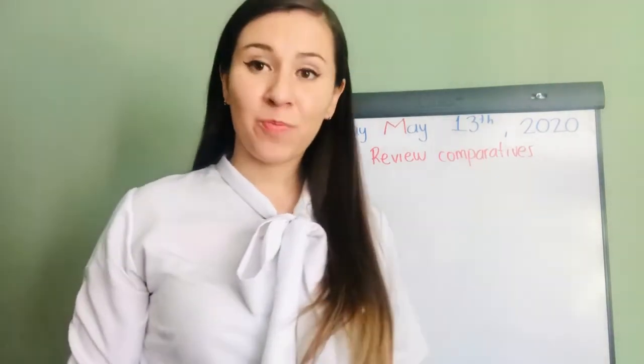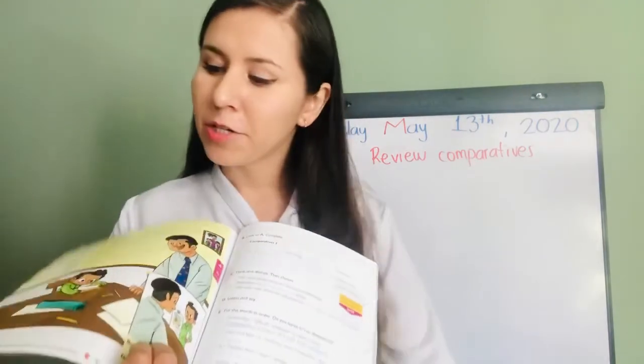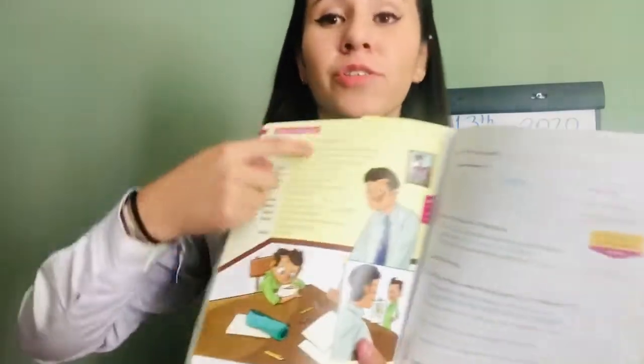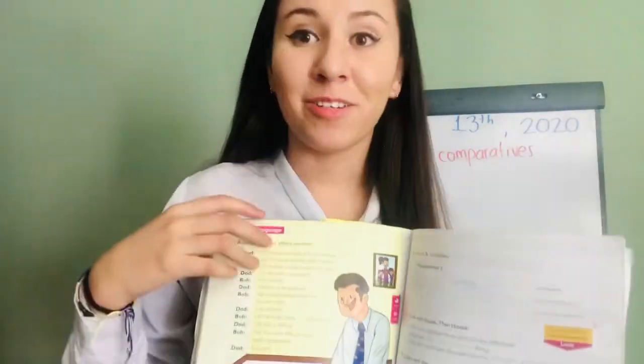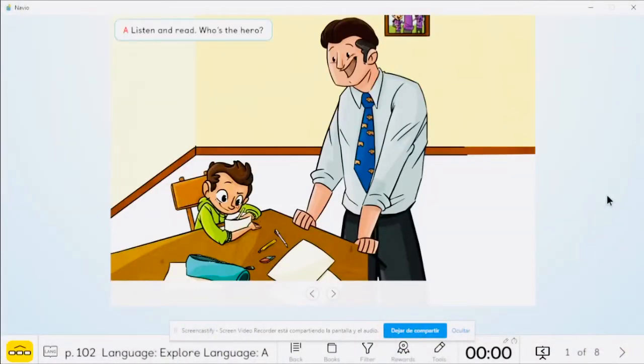Well, now we know the rules for these comparative adjectives. How are we going to practice it? Well, I need you to open your language book to page 102. We're gonna listen and pay attention to this conversation between Bob and his dad. So pay attention and listen. Listen and read.